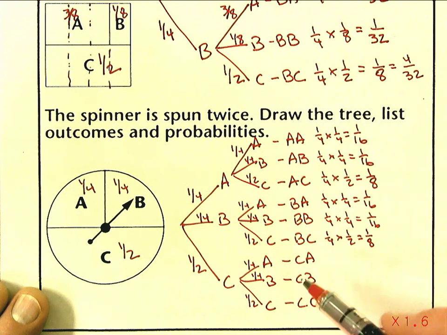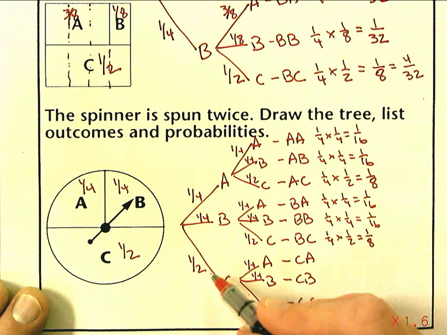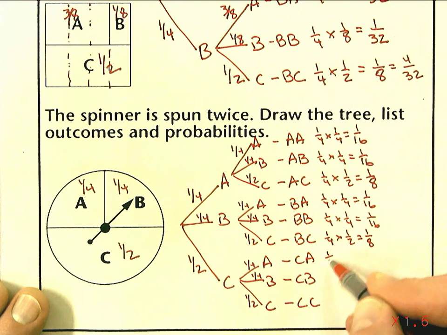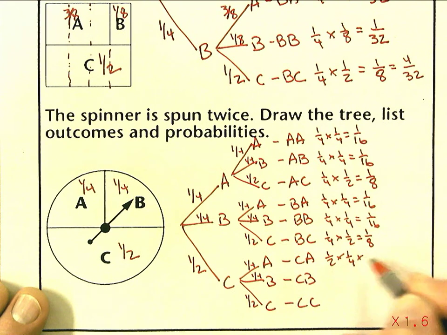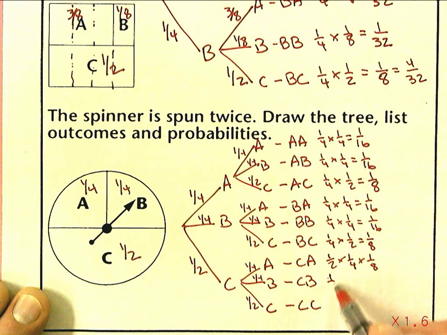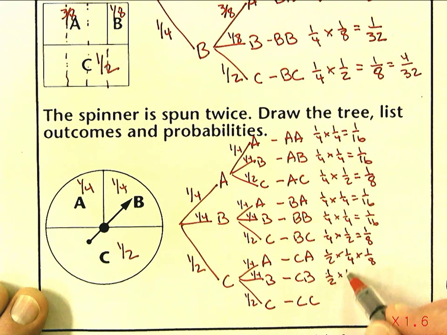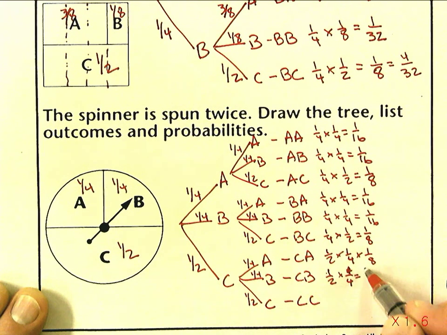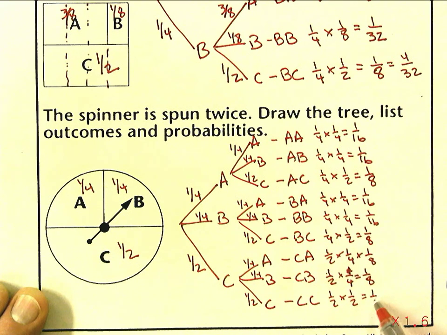Now things change a bit in the third set because of the 1/2 for the C, but we still use the same process. 1/2 times 1/4 for CA is 1/8. And then CB, 1/2 times 1/4, it's 1/8. And the last one, 1/2 times 1/2 is 1/4. A quarter of the time, the expectation would be to get C twice. It's the most likely one to occur.